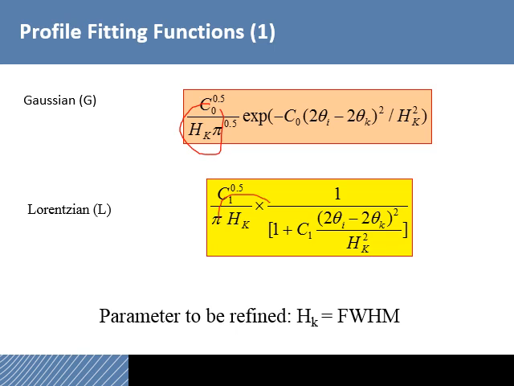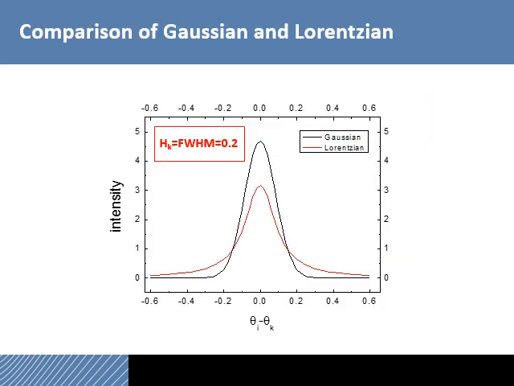This HK value is actually the number that we're refining, and the HK value is just a nomenclature for the full width half maximum of the peaks. So that you understand the difference between a Gaussian peak and a Lorentzian peak.